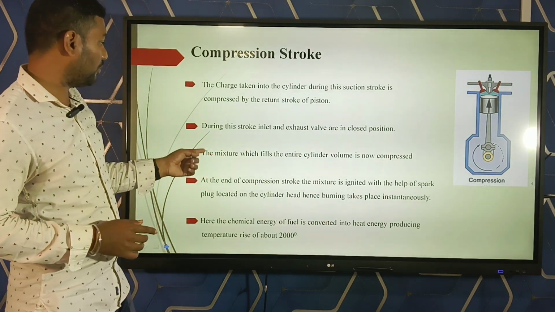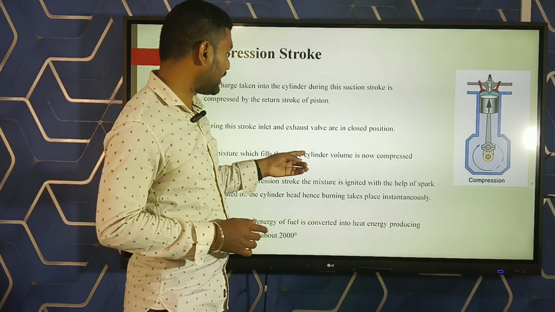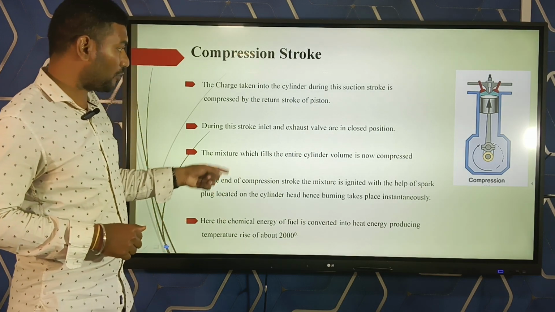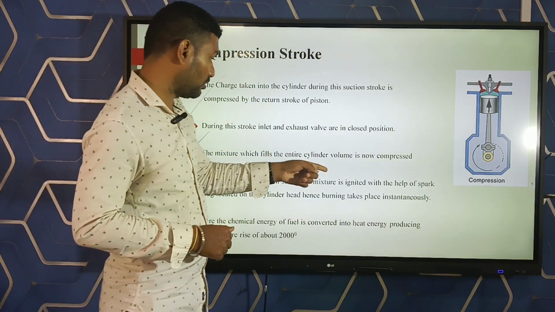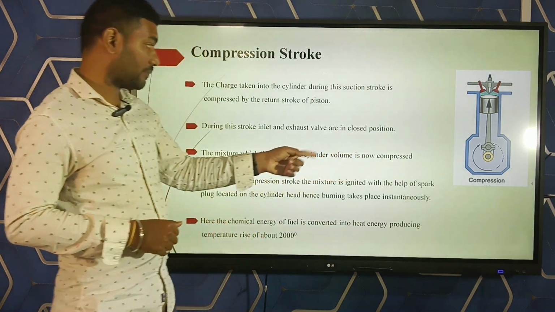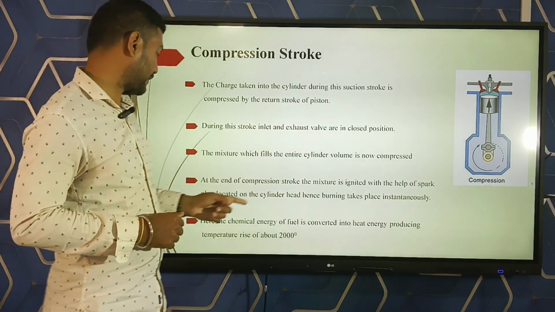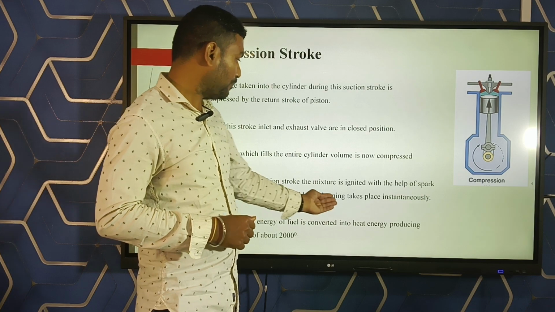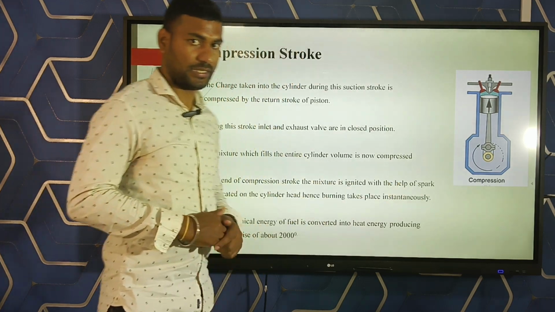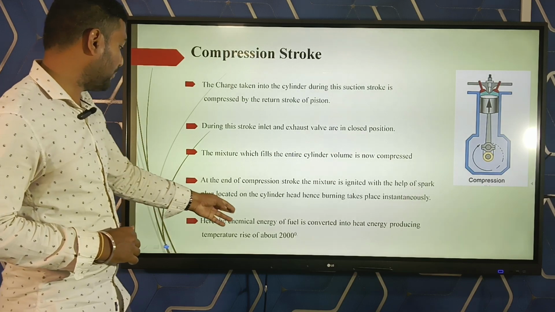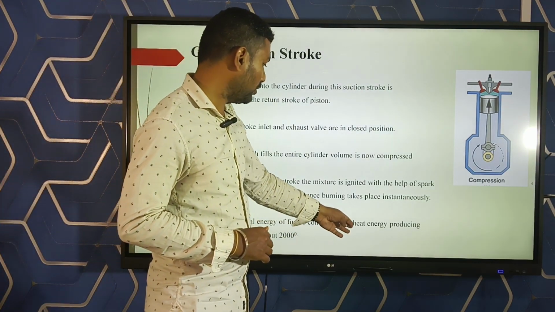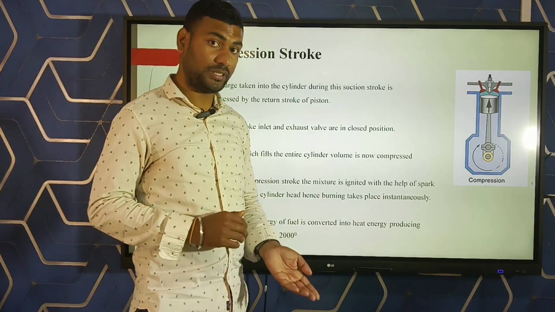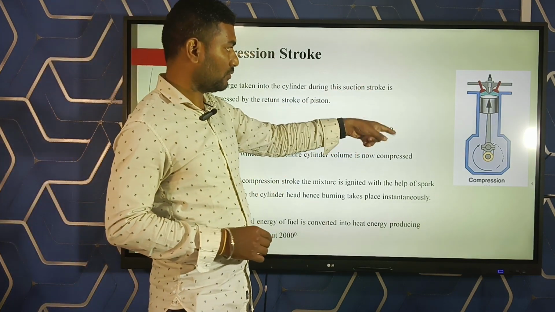Third point is the mixture which fills the entire cylinder volume is now compressed. And fourth point is at the end of the compression stroke, the mixture is ignited with the help of a spark plug located on the cylinder head. Hence, burning takes place instantaneously. Here the chemical energy of fuel is converted into heat energy, producing temperature rise of about 2000 degrees. This is your compression process diagram.